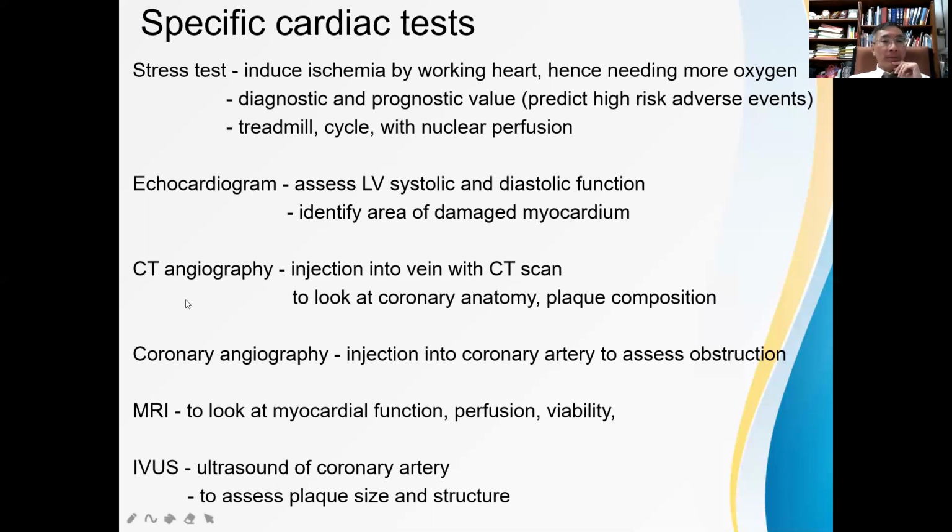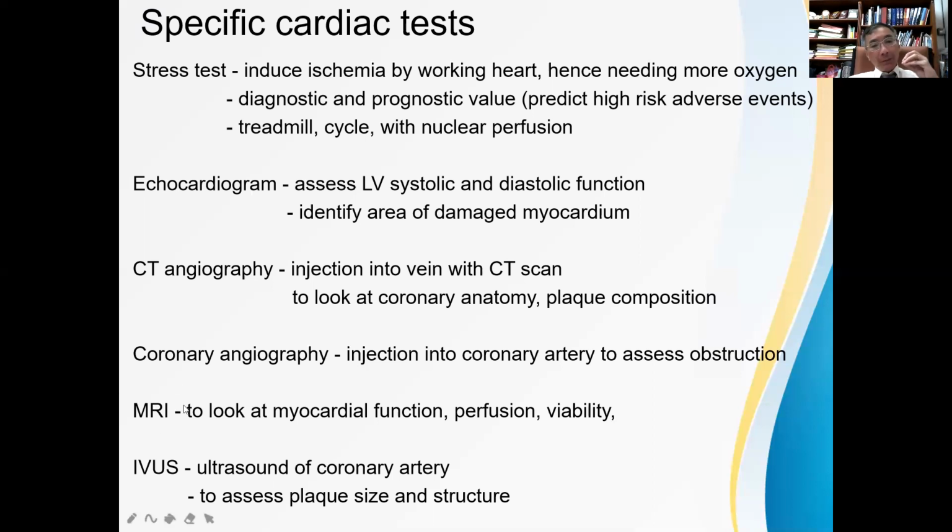A CT angiography involves the injection of dye into the vein of the patient and then doing a CT scan of the heart. It looks at coronary anatomy, plaque amount, and hopefully even plaque composition. Coronary angiography means putting a tube into the opening of the coronary vessels, injecting dye to see whether the coronary artery itself has any obstruction.